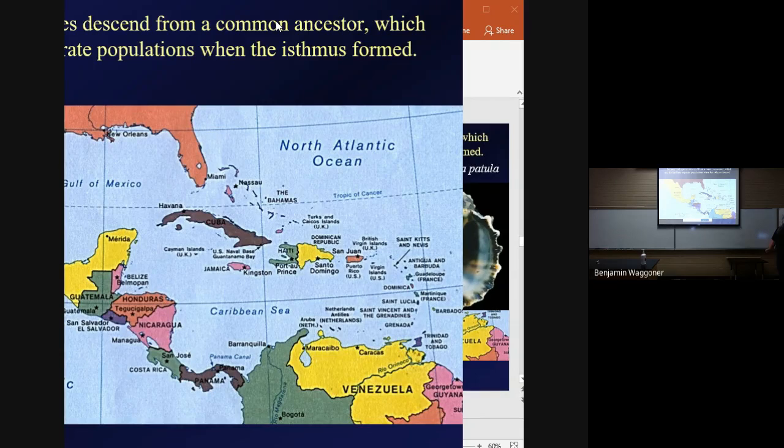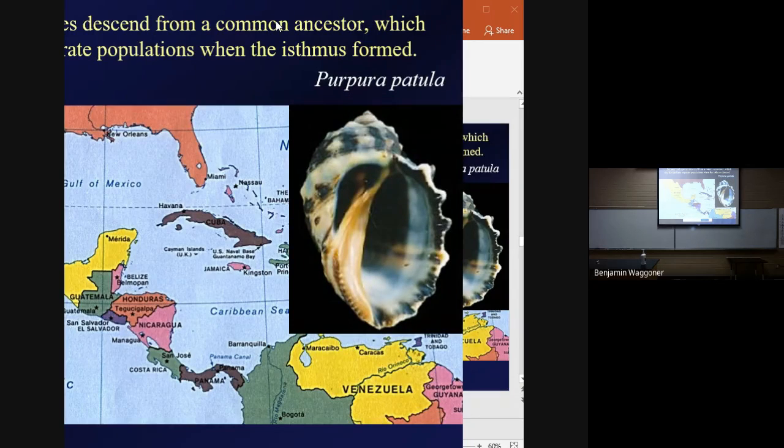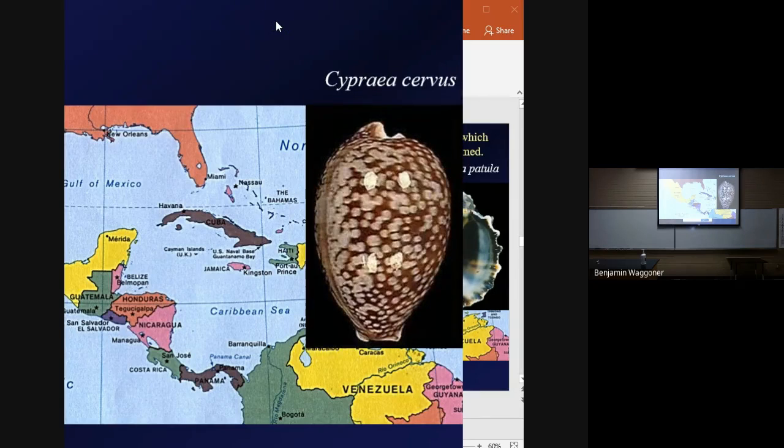And so they've separated into separate species, and we have pairs of species in the Caribbean and the North Pacific that are very similar to each other, like the Caribbean rock snail Purpura patula and the Pacific rock snail Purpura panza, the Caribbean deer cowrie Cypraea cervus, and the Pacific deer cowrie Cypraea cervinetta, and so on.